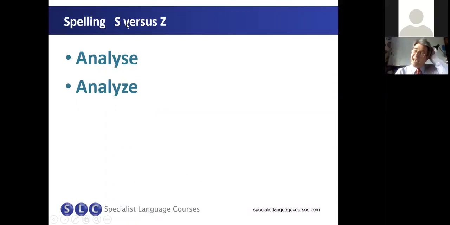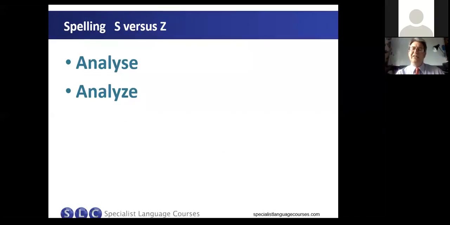Spelling, more spelling. S versus Z. Two words here. Analyse and analyze. So they both sound the same. One has an S, one has a Z, or as an American would say, a Zee. And I wonder which one is correct. So perhaps we could look at the chat again. Can you just write S or Z in the chat? Which one do you think is correct? S or Z? The correct spelling of this word.